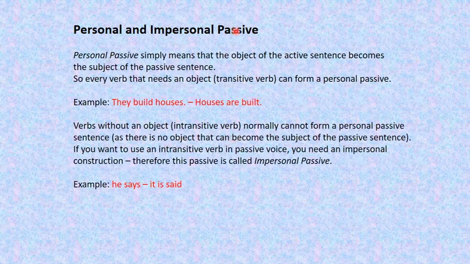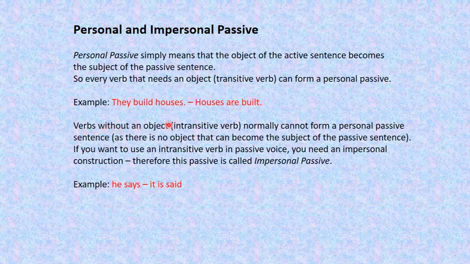Personal and impersonal passives. Personal passive simply means that the object of the active sentence becomes the subject of the passive sentence. So every verb that needs an object, that is a transitive verb, can form a personal passive. For example, they build houses. Houses are built.